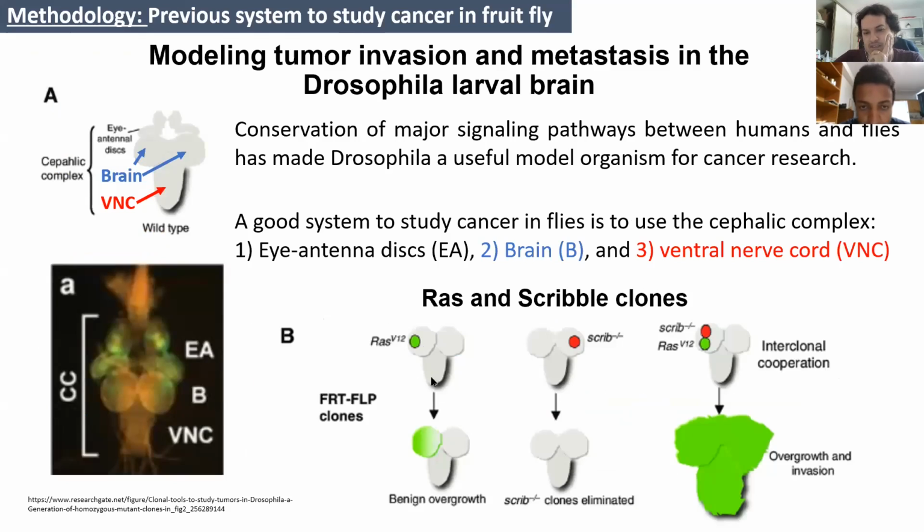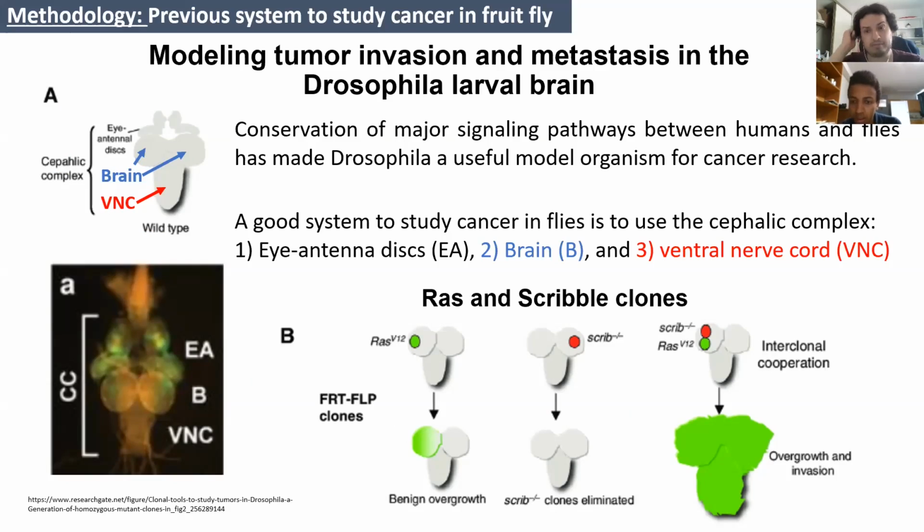Here you can see, with RAS, you have a benign overgrowth; it's not going to invade. When you have Scribble in your clones, the clones will die. When you have both, you will have overgrowth and invasion. And this is the genetic background. This is how we create the tumor.